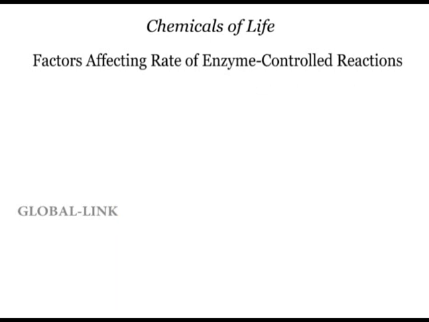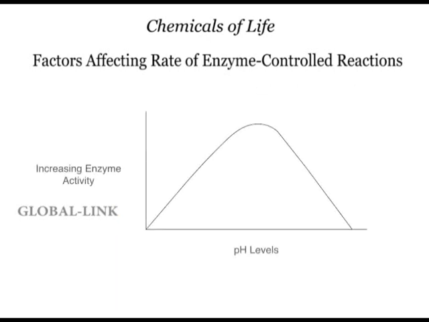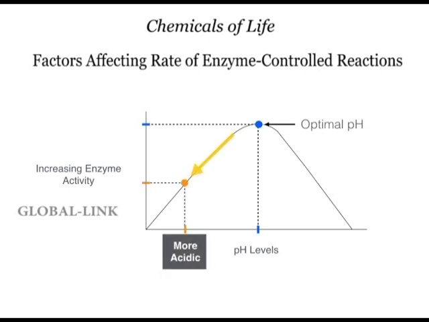Lastly, pH levels. The pH graph is similar to that of temperature, and that is because it works the same way. Top of the graph means optimal pH level, which means optimal enzyme activity. If the pH drops, it becomes more acidic and the enzyme activity decreases. If pH increases, it becomes more basic and again the enzyme activity decreases.